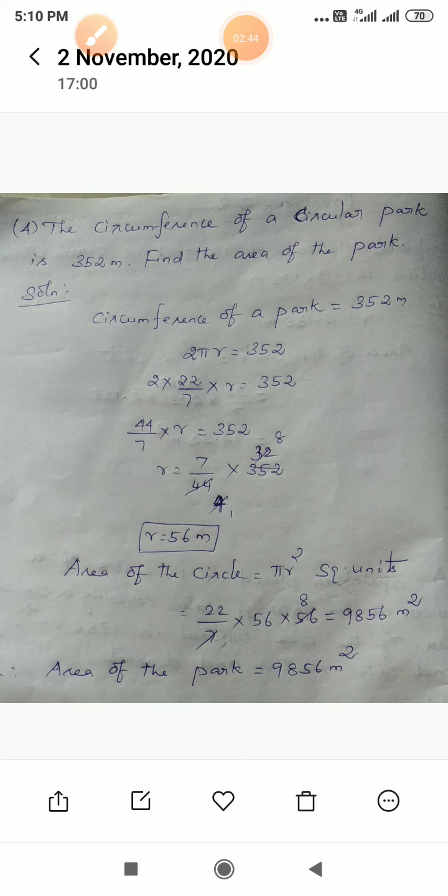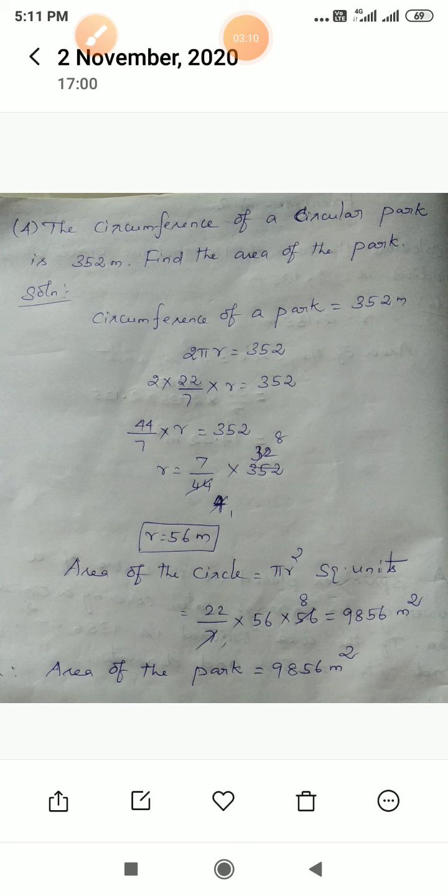The formula for finding circumference of a circle is 2 pi r units. Taking 2 pi r is equal to 352, which is given. Now 2 into 22 by 7 into r is equal to 352. 2 into 22, 44 by 7 into r equal to 352. The value of r is equal to 7 by 44 into 352.